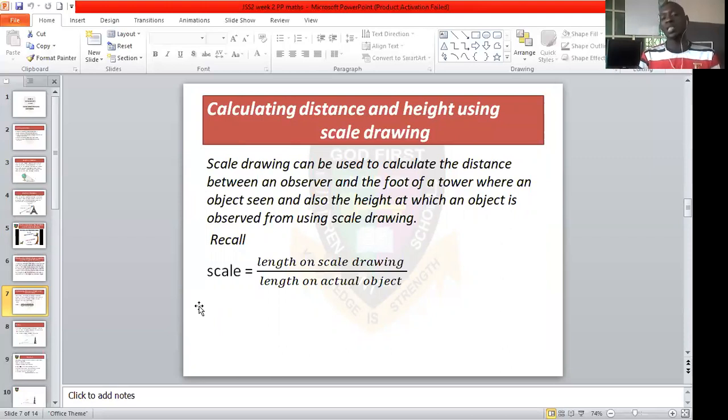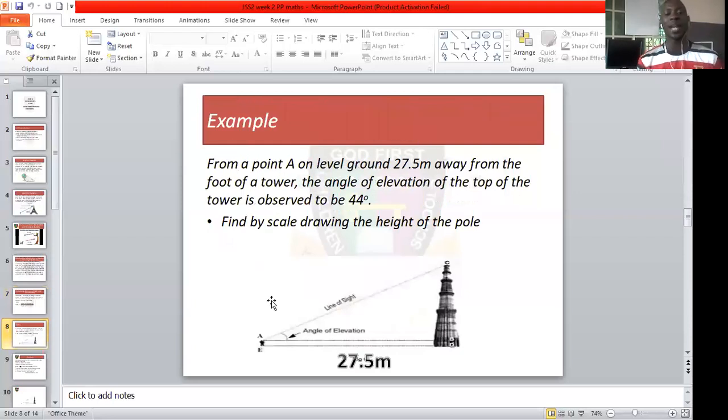So we can also use scale drawing to calculate the distance and height in angle of elevation and angle of depression. Let me take an example. From a point A, on level ground, 27.5 meters is the distance from the point A to the foot of a tower. This is the tower here. So you can see the distance from here to here is 27.5. That is the distance.